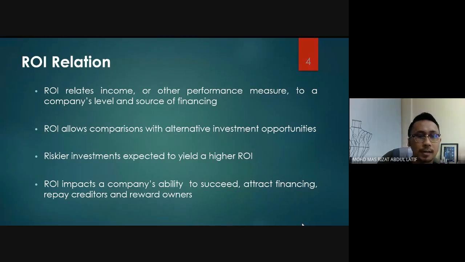Okay, and in fact, we can identify the impacts of the company's ability in terms of to succeed in the next future in order to attract new financing portfolio, to repay creditors, and to reward owners in terms of paying the dividends. So all of them you can get, or you can make a decision from looking at the ROI of the organization. Okay, now let's go to the next slide.